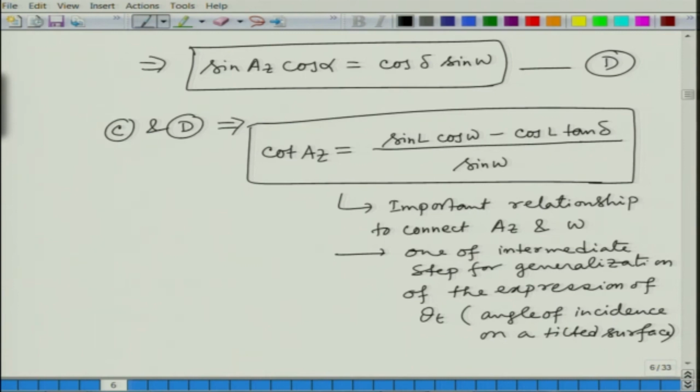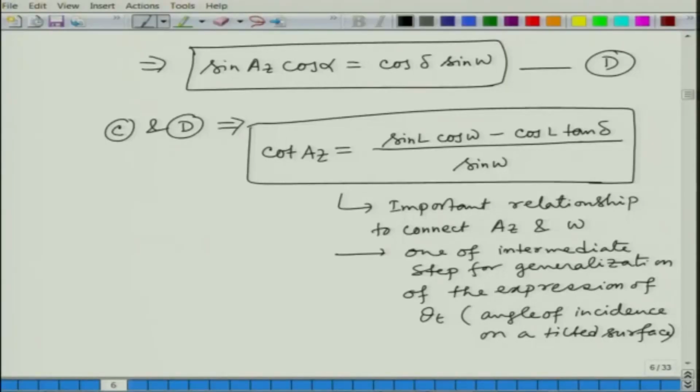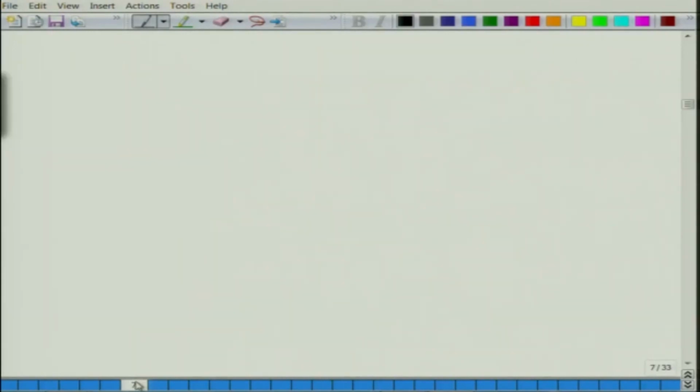Okay. So, I am just reminding this, so that with all these different relationships coming from here and there, you may not get lost about what we are heading to. We are heading to a general expression for theta t, or the angle of incidence on a tilted surface. Okay. So, let us continue that.